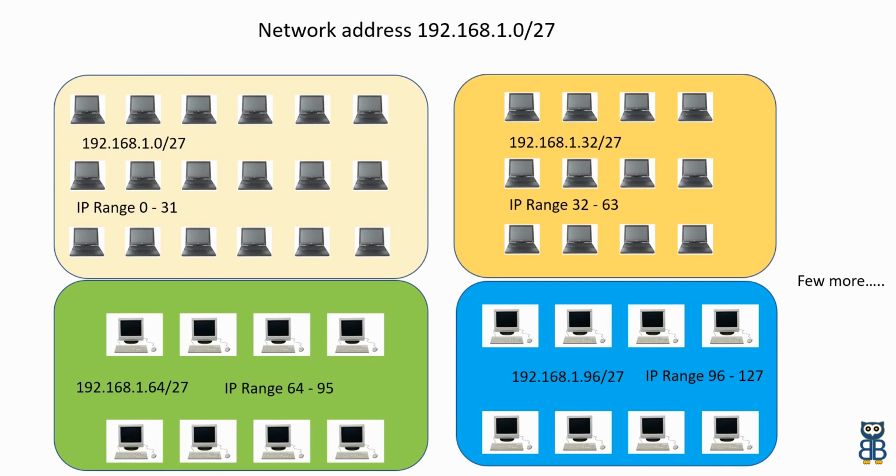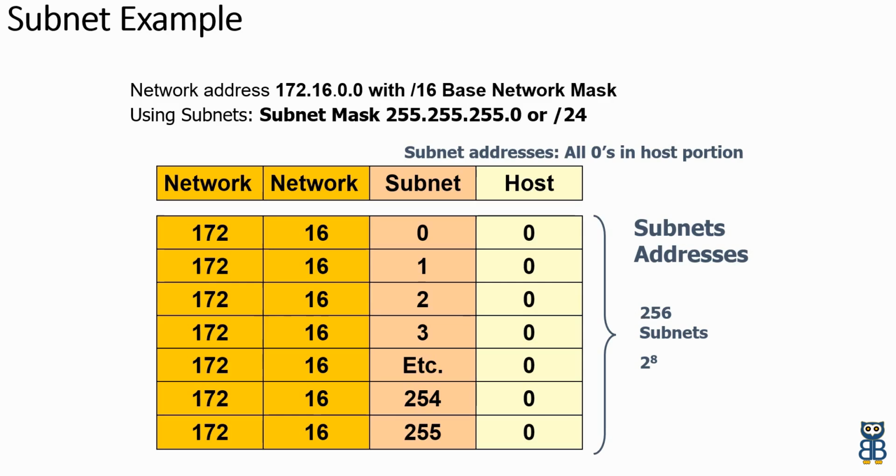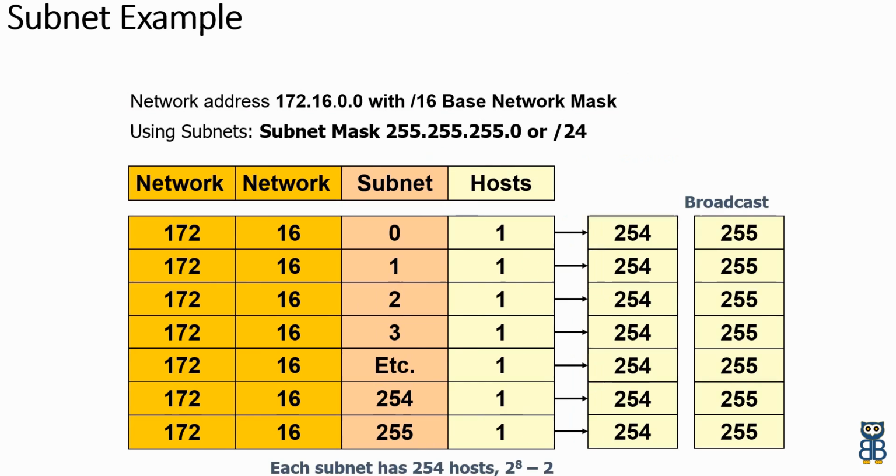Here are a few more examples. The network address 172.16.0.0 has a /16 base network mask. However, using the subnetting method, it can have network mask /24. There are 4 major elements to be considered when talking about subnetting: network address of the subnet, first IP address of the subnet, last IP address of the subnet, and network mask of the subnet.